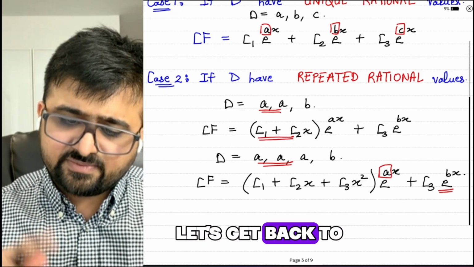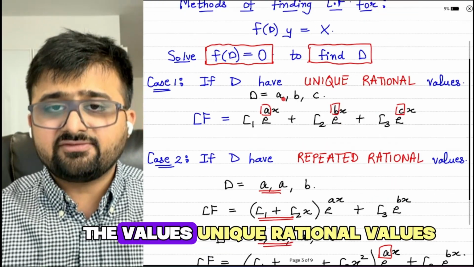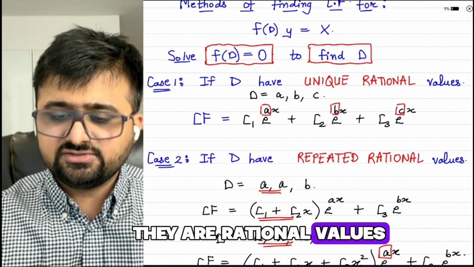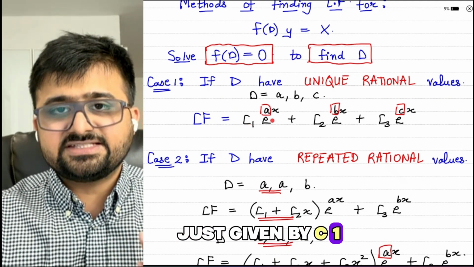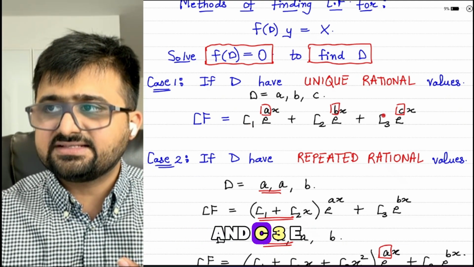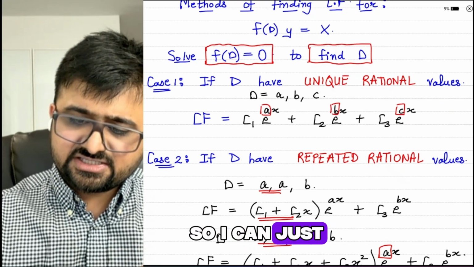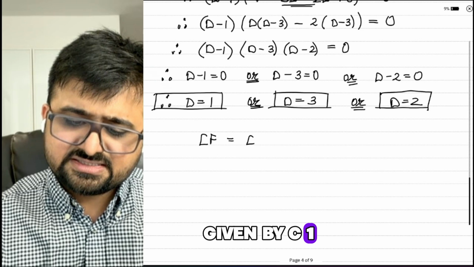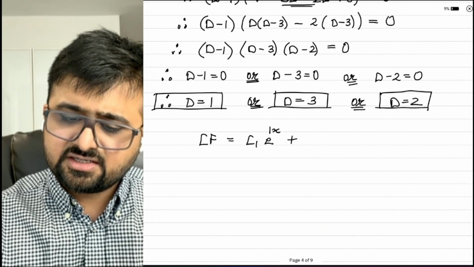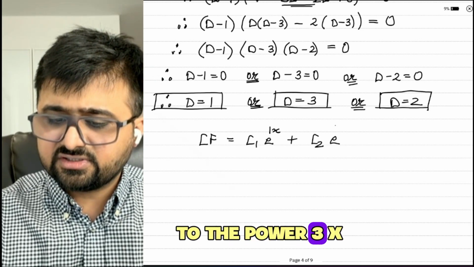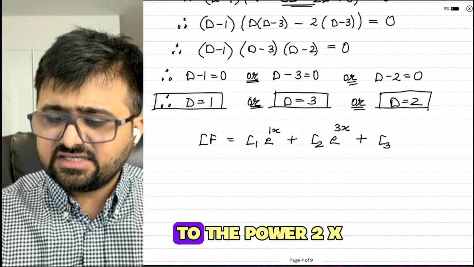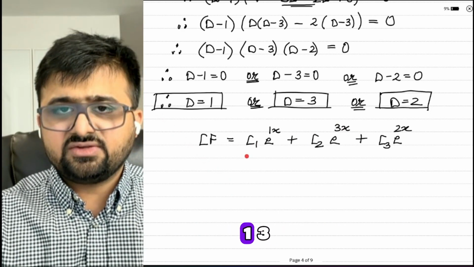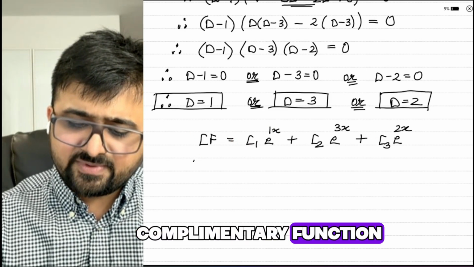Now let's get back to our case. Since these values 1, 2, 3 are unique and rational, the complementary function is just given by c1 e^(ax) plus c2 e^(bx) plus c3 e^(cx). So I can write my complementary function as c1 e^(1x) plus c2 e^(3x) plus c3 e^(2x). The sequence doesn't matter here. You can write 1, 2, 3 or 1, 3, 2 and so on, but this is your complementary function.